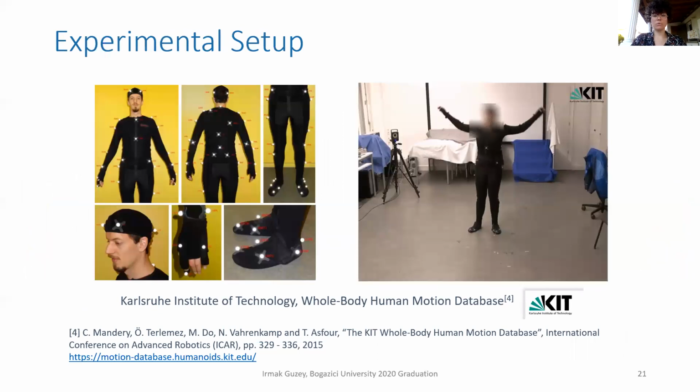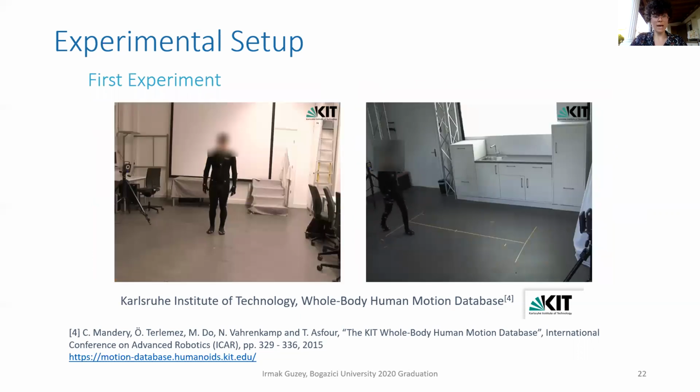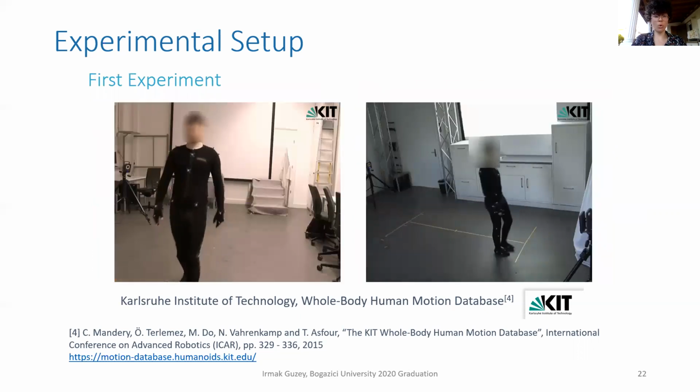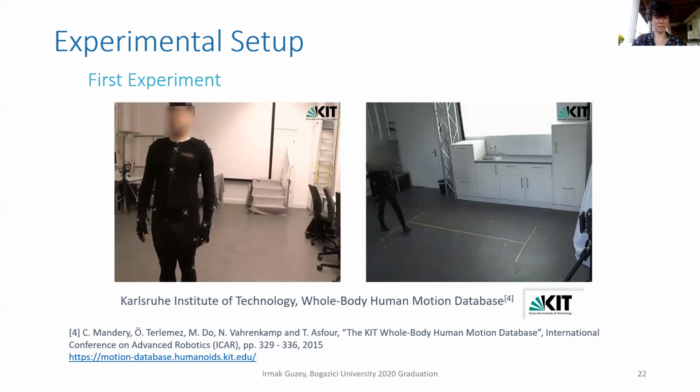For experiments, we used the Karlsruhe Institute of Technology Whole-Body Human Motion Database. While recording this database, markers are placed at multiple different points on the human body, and 3D positions of joints through multiple movement trajectories are recorded. As a first experiment, we used only 2 walking trajectories of the same type to train and test the model.